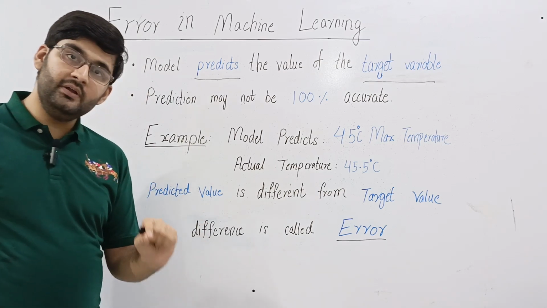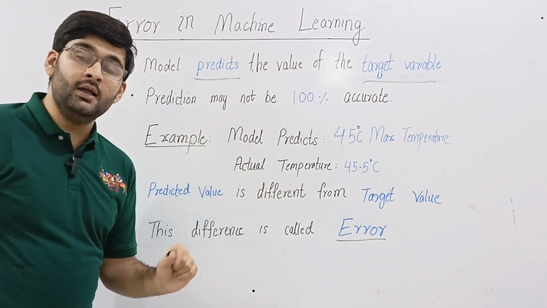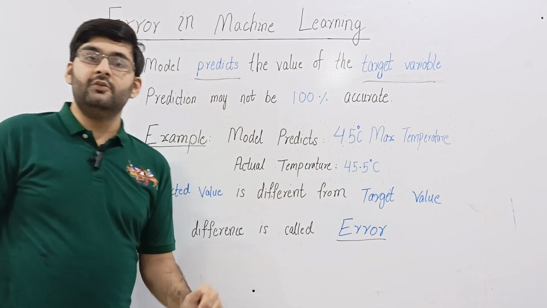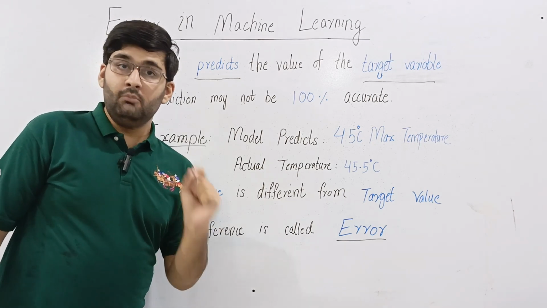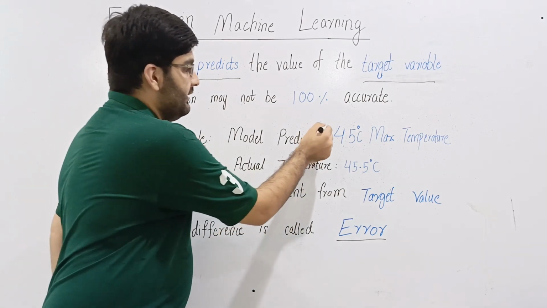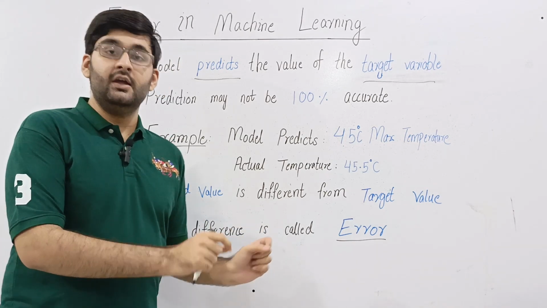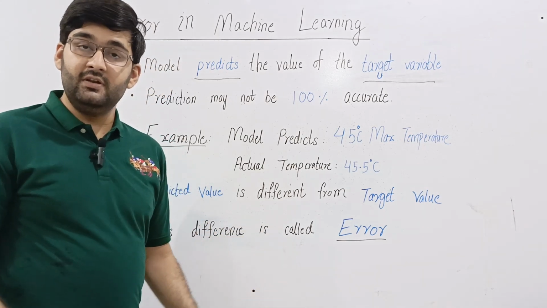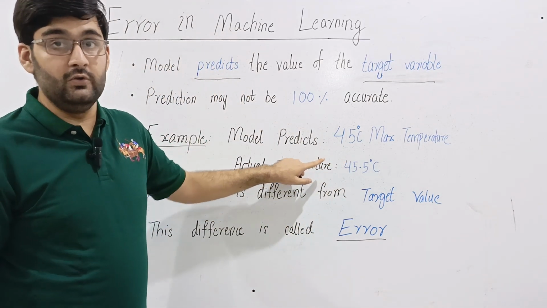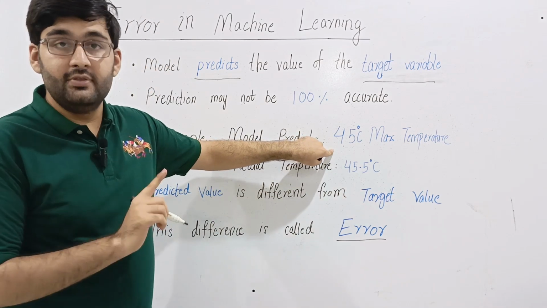For example, consider a weather prediction system that uses a machine learning model to predict the maximum temperature that will occur on a day. So, on a particular day, the model predicts that the maximum temperature today will be 45 degrees Celsius. But as the day actually arrives and you measure the temperature, you see that the maximum temperature is 45.5 degrees Celsius. So, although the model was close, although it did a good job, there was a slight error of 0.5% in its performance.